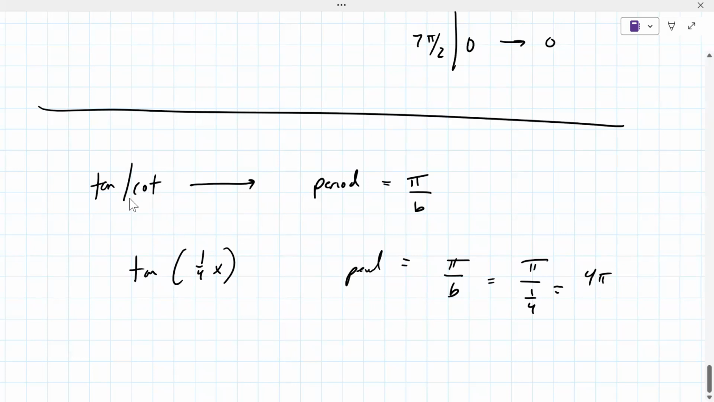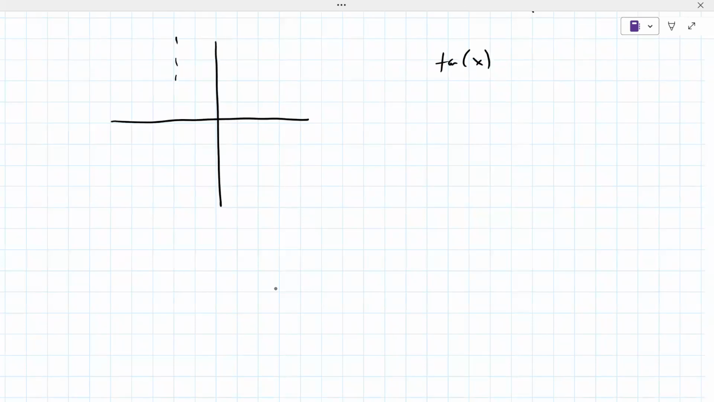Did your teacher cover that with tangent and cotangent? Any idea what a tangent graph looked like? It's the vertical squiggly line. Now, why? It's because tangent is sine of x over cosine of x. Do you remember what happens when the bottom is equal to 0? Well, that's called a vertical asymptote.